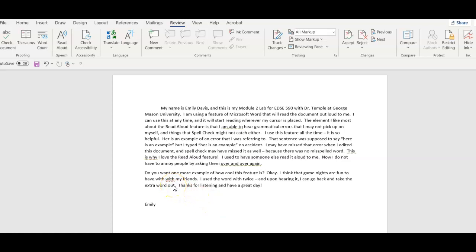And also, I like the fact that you can put your cursor anywhere. You don't have to start at the very beginning. Just wherever you put your cursor, that's where it will read. So I'm going to go ahead, turn my mic off, and let the audio pick this up so it'll read to you.